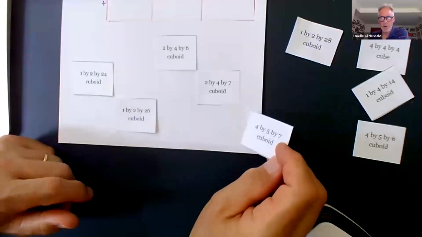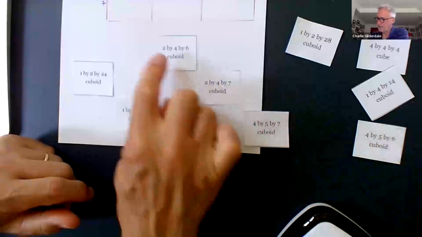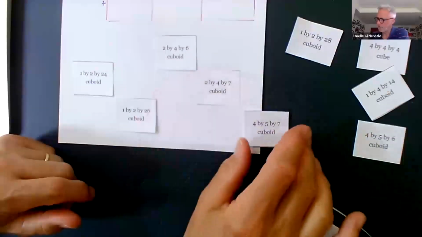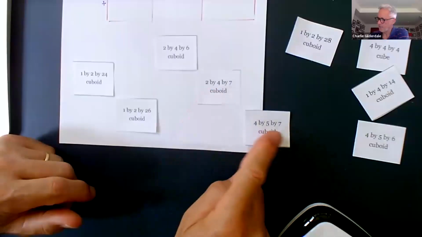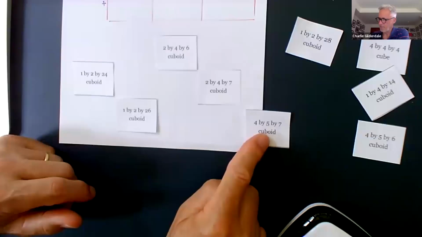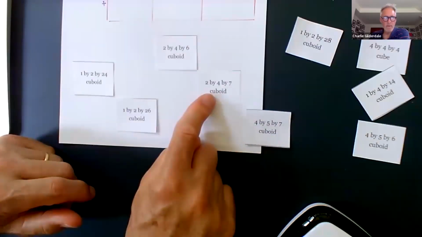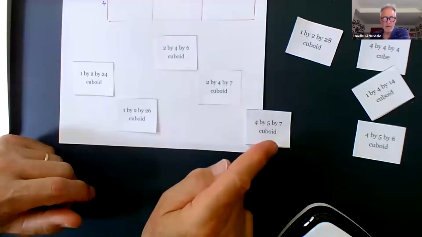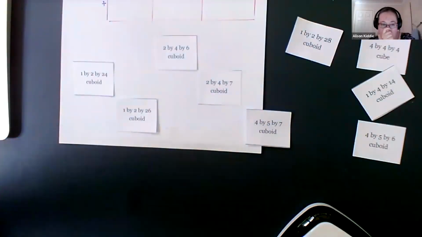I think this one that I've got here can be connected to the others. Well, you've got 4x7 there and you've got 4x7 here. And this is 5x4x7 and this is 2x4x7. I think you can use a similar argument for those.